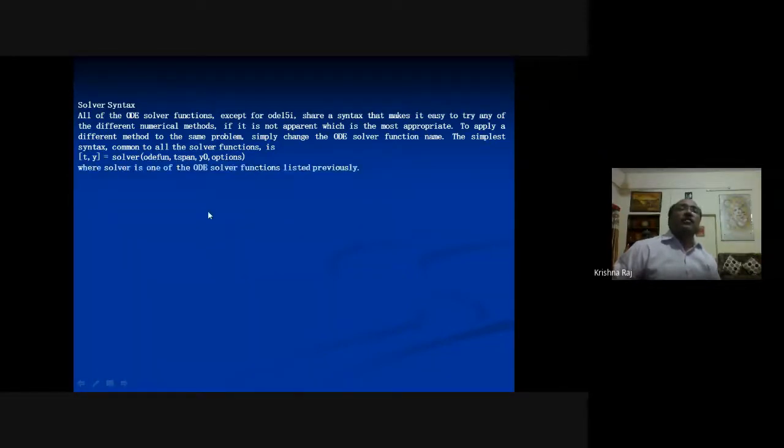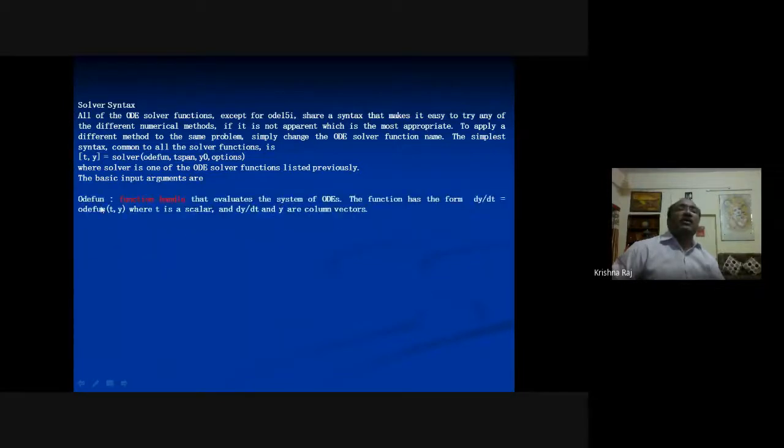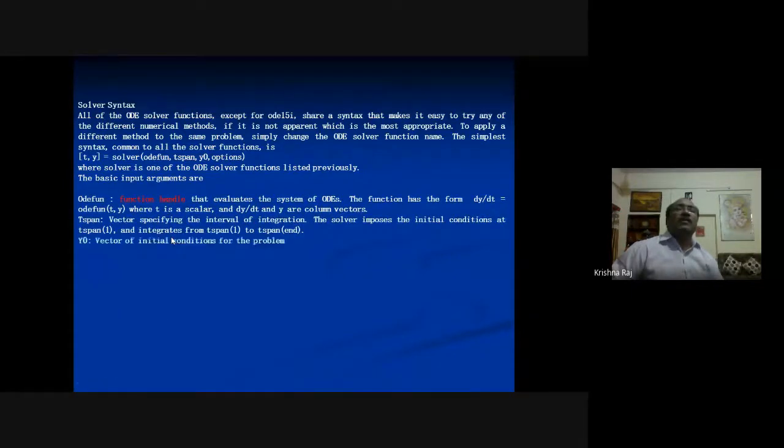Now see, we have just described here the solver output, where the solver is one of the ordinary differential equation solvers which we described in the previous slide, and the ordinary differential equation function is nothing but a function handle. We have just described this syntax here.